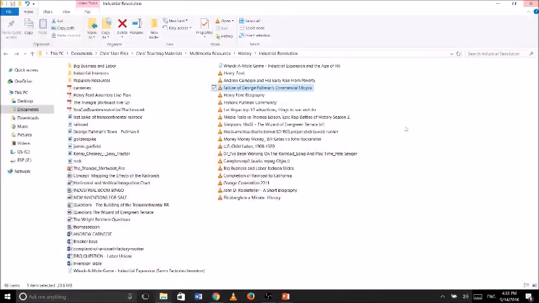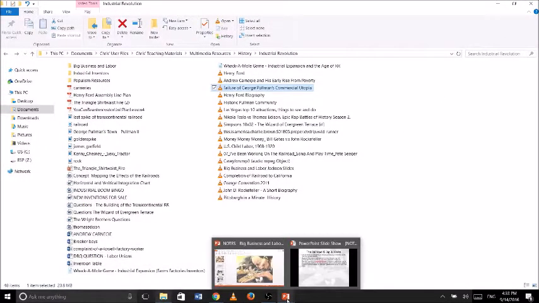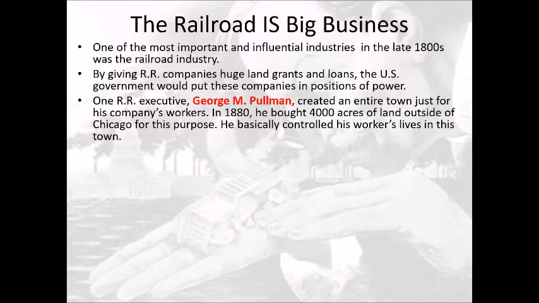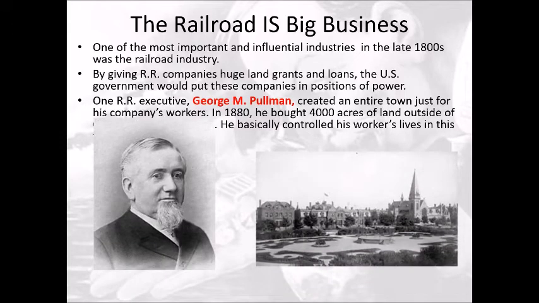Okay, so that was Tom Reed from the YouTube channel Hoosierwoodcraft. So Pullman basically controlled his workers' lives in this town, and it was eventually and ultimately to his demise, or the demise of his company. Pullman on the left there, and then you can see the town, very picturesque there on the right.